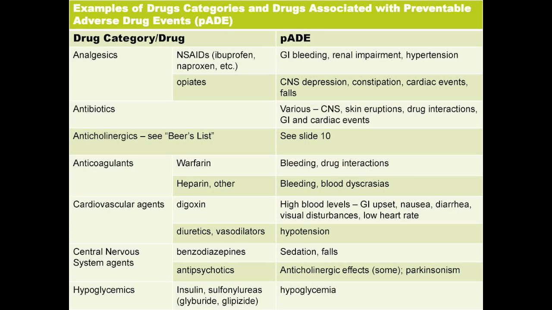Okay, here's a listing of examples of drug categories and drugs associated with preventable adverse drug events. So these are the things that could possibly occur when these drugs are taken. What you could then do is either avoid these drugs whenever possible or use them in such a way that you're actively monitoring for the onset of any potential ADE.